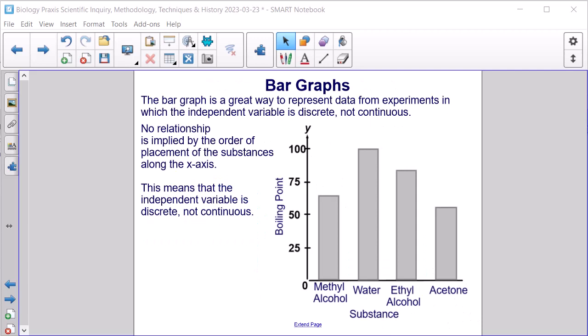The bar graph is a great way to represent data from experiments in which the independent variable is discrete, not continuous. No relationship is implied by the order of placement of the substances along the x-axis. This means that the independent variable is discrete and not continuous. So we're talking about the independent variable of methyl alcohol for this bar, water for this bar, ethyl alcohol for this bar, and acetone for this bar, but not implying any sort of continuous relationship between these substances.